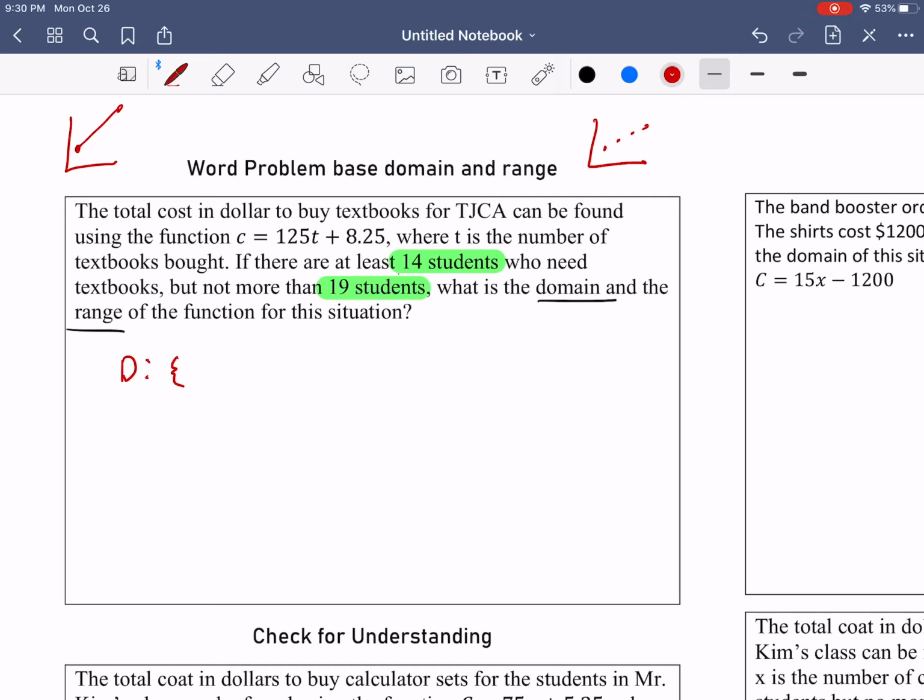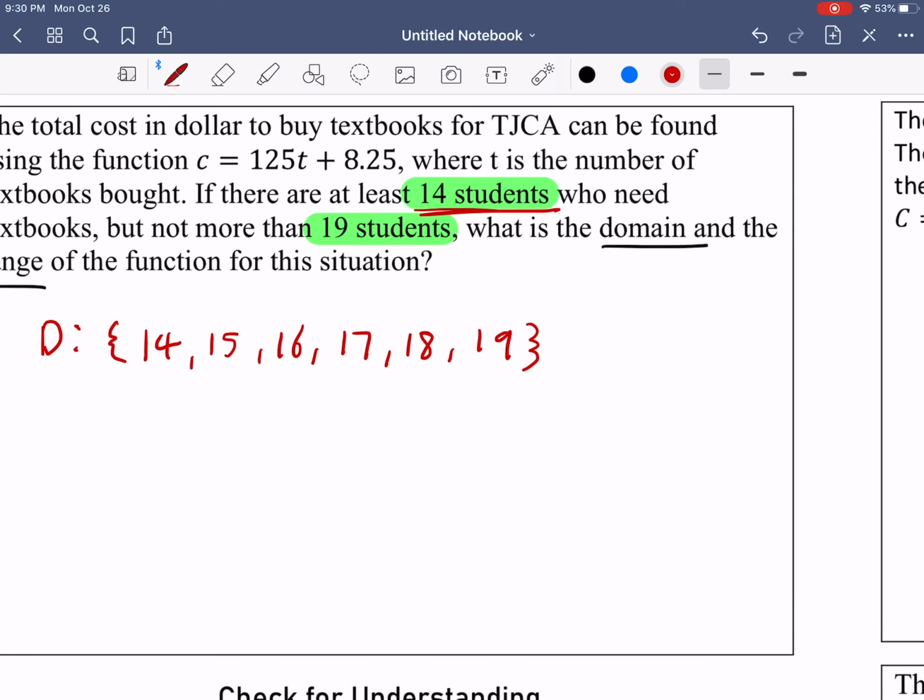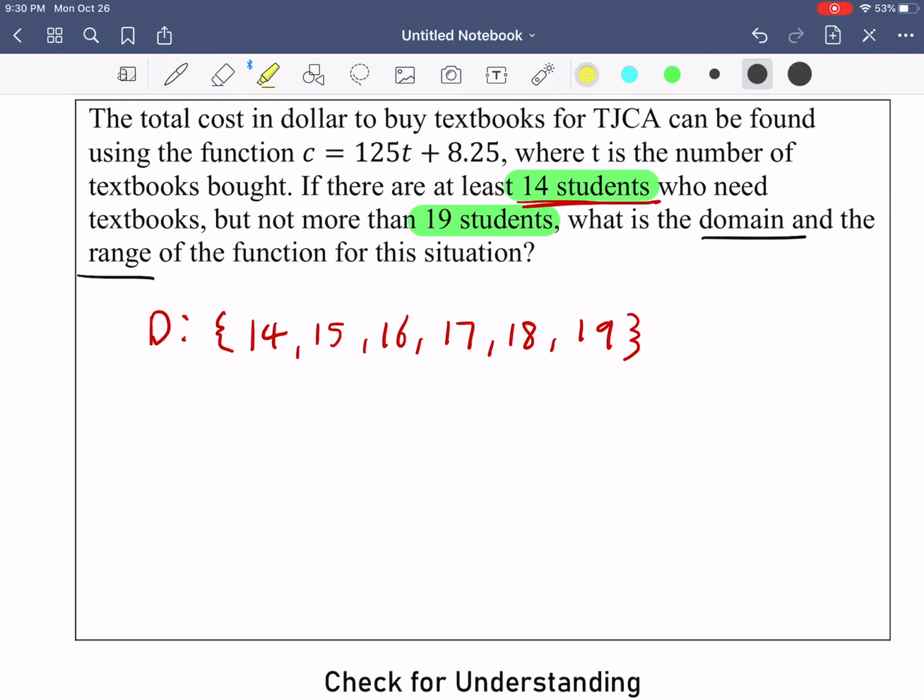So domain is going to look like this. You're going to have at least 14 students, right? So at least 14. You can have 15 students. You may have 16 students. You may have 17 students, 18 students, but no more than 19 students. So this is going to be the domain. For the range, it's simple. Do you see this equation? Let's copy this one down. C equals 125t plus 8.25. C represents the cost, and the cost is going to be the range, okay?